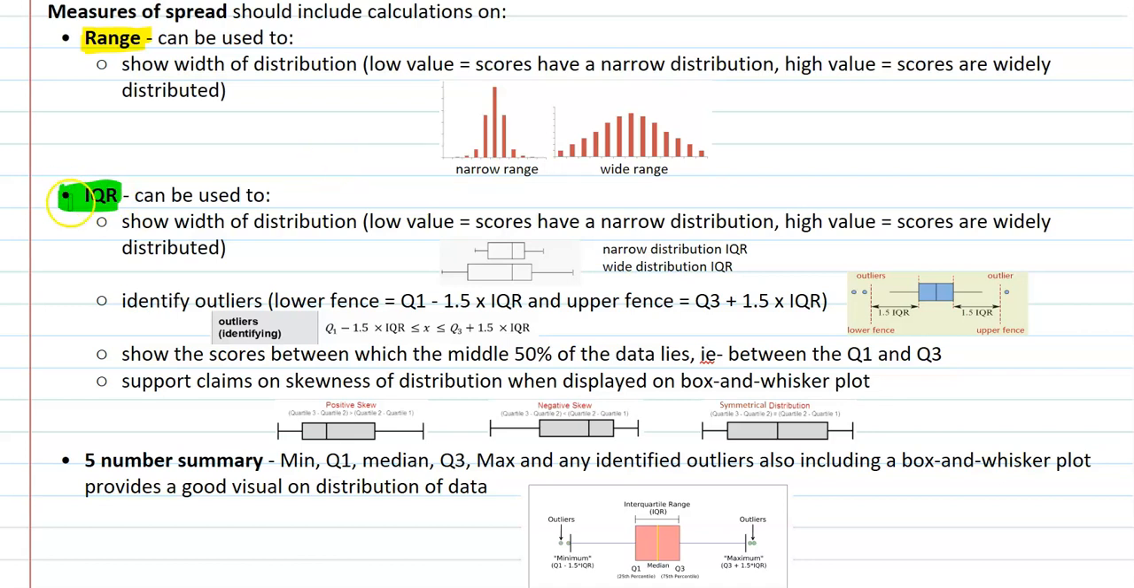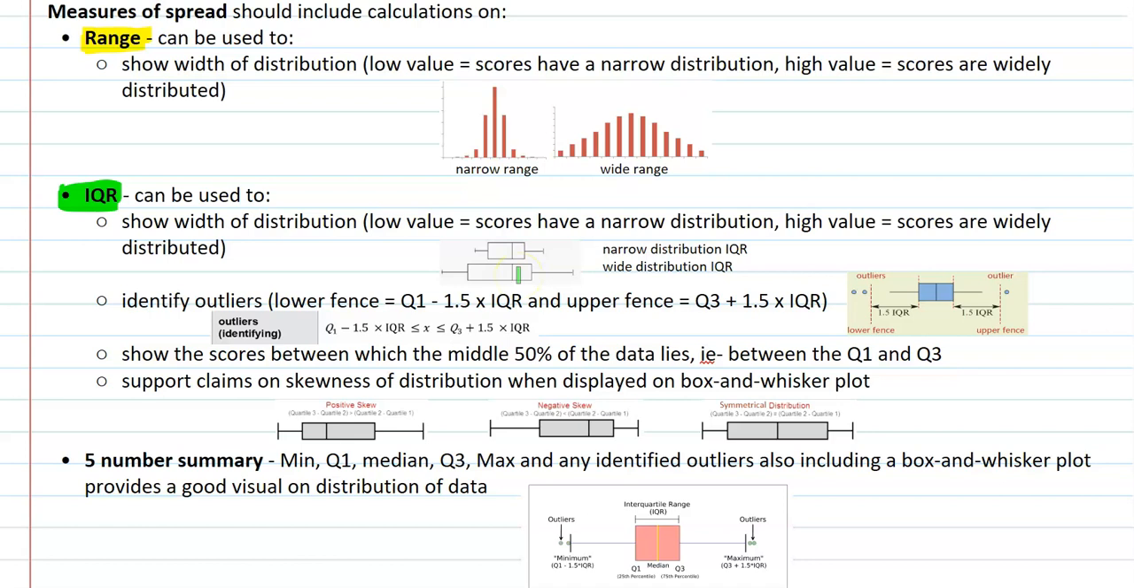So remember, that's the third quartile minus the first quartile. That also helps support width of distributions. So a low value IQR will have a narrow distribution, so you can visualize it on that box and whisker plot there. A high value IQR will have a wider distribution between the Q1 and the Q3, as you can see in this box and whisker plot.